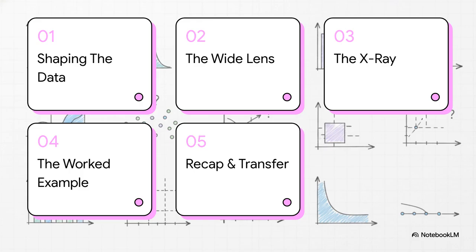Here is our roadmap for this explainer. 1. Shaping the data. 2. Histograms, the wide lens. 3. Box plots, the X-ray. 4. The worked example. And finally, 5. Our recap and transfer question.